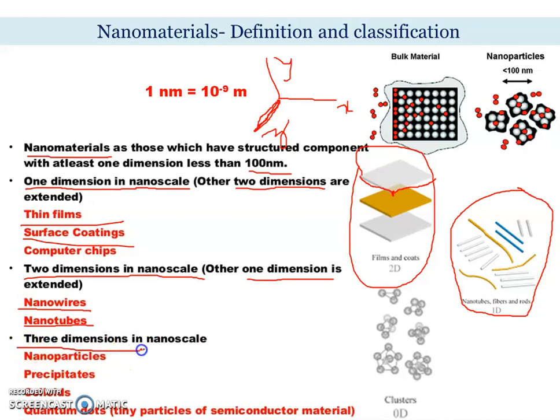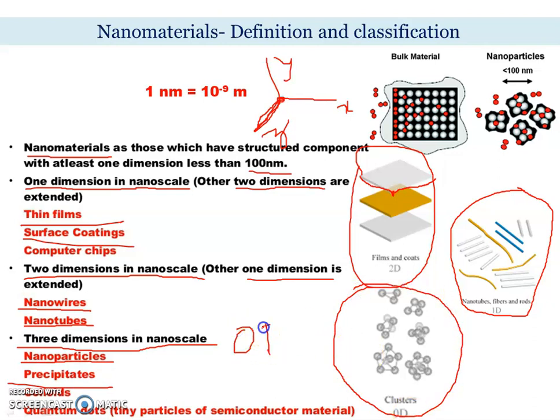Then for three dimensions in nanoscale, you keep on decreasing the z size also. Already we decreased the x-axis, we removed the y-axis. Now we are going to decrease the size of the z-axis also in terms of nanometer. Then we find only a small dot whose x-axis, y-axis, z-axis, all the axes are in nanometer. That material is called nanoparticle or nanoprecipitate, nanocolloids. Generally it is called clusters, zero-dimension materials, or quantum dots.